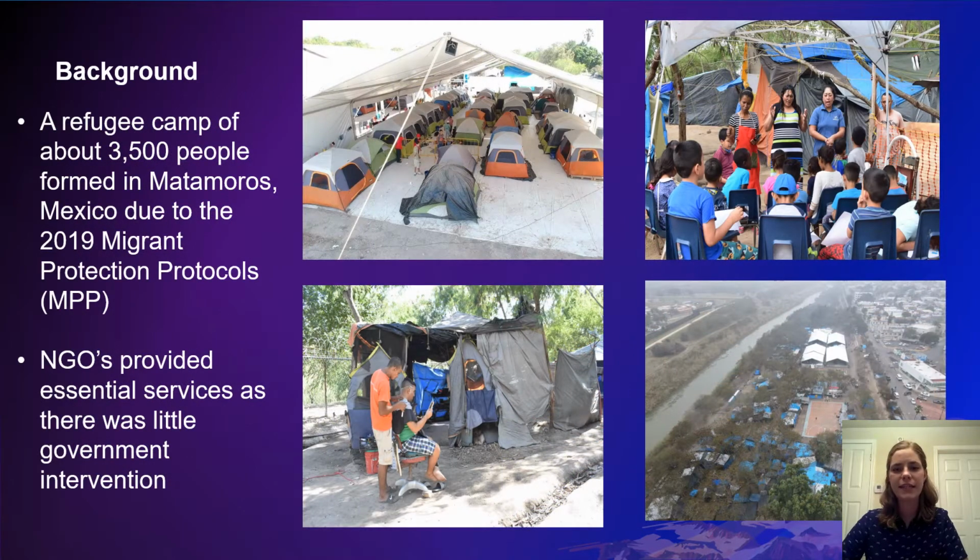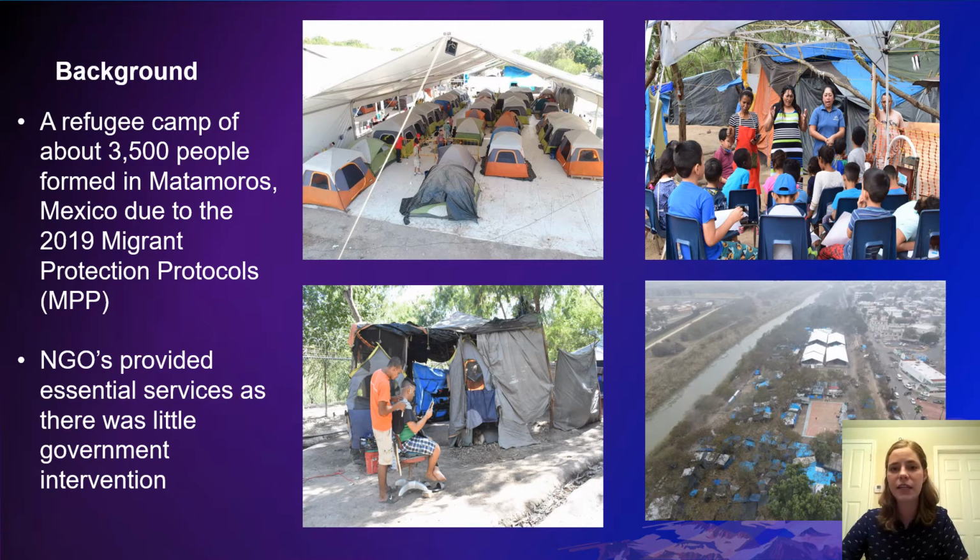In 2019, a refugee camp started forming on the Mexican side of the Mexican-American border due to the Migrant Protection Protocols, also known as the Remain in Mexico policy. This policy required asylum seekers to wait for their day in court on the Mexican rather than the American side of the border. This created a problem for thousands of families because they simply had no place to stay during that time period, so they started forming camps.